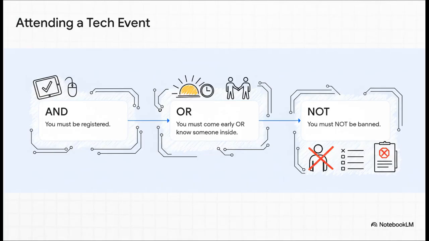So let's put it all together with a real-world scenario. Imagine you're trying to get into a tech event. Okay, rule number 1, you must be registered. That's an and. Rule 2, you have to come early or know someone on the inside. That's an or. And finally, rule 3, you must not be on the ban list. See that? We've got all three operators, and, or, and not, all working together to make one single complex decision.